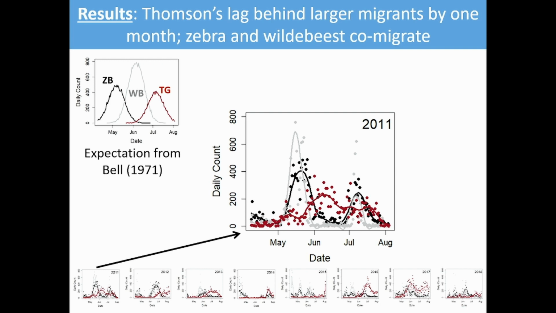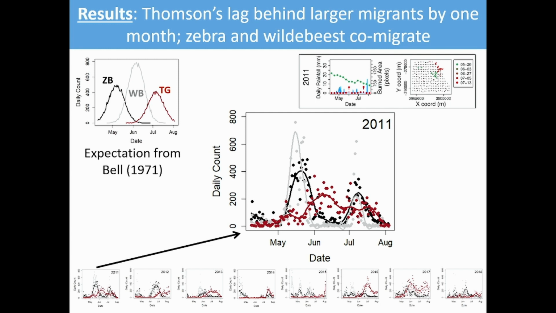And what we see, like in 2011, here the black line is zebra, the gray line is wildebeest, and the brown line is Thompson's gazelles. You see co-migration of the two larger herbivores and then spacing by about a month. I'm simply going to show you up here.